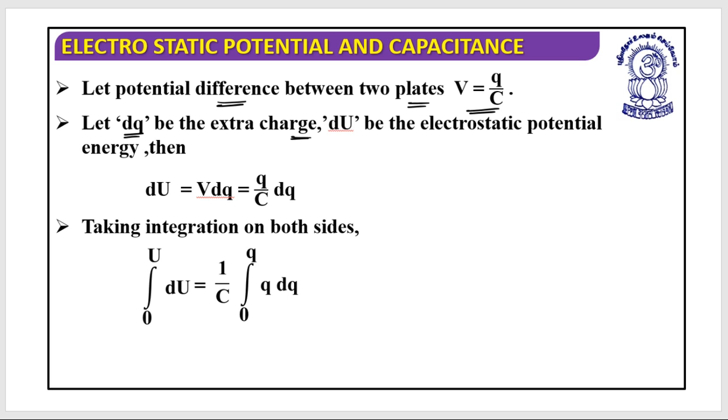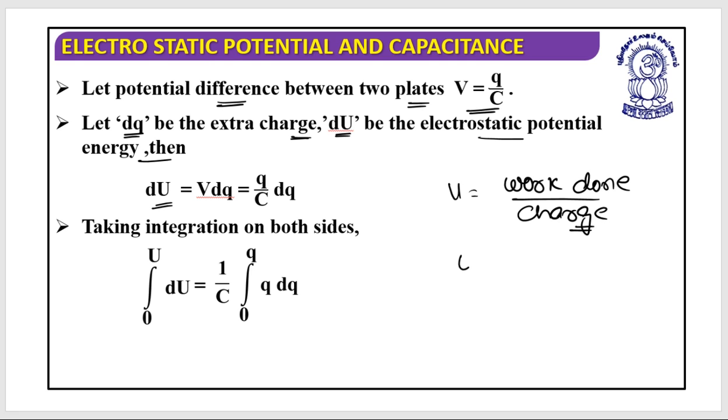Let dq be the extra charge and dU be the electrostatic potential energy. Then I know that potential is equal to work done divided by charge, so the work done, or delta U, is V into dq. I hope this is clear. So dU is equal to V into dq, and V can be written as Q by C. This is Q by C into dq.